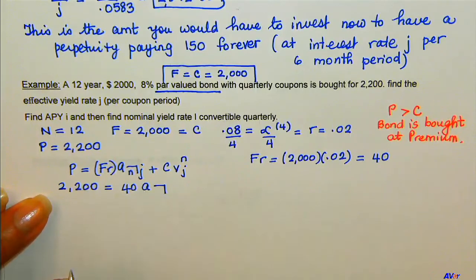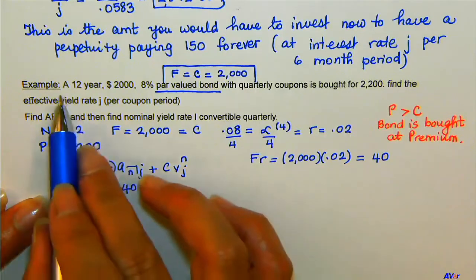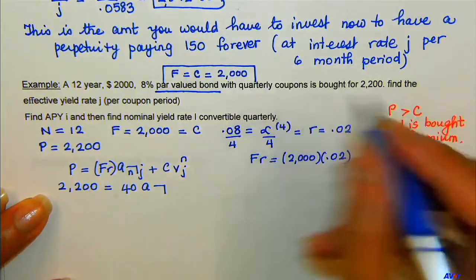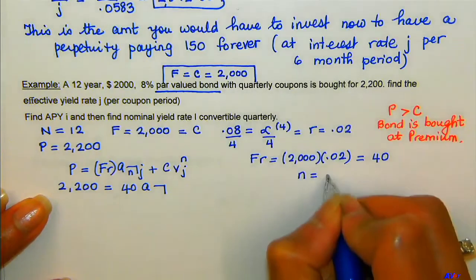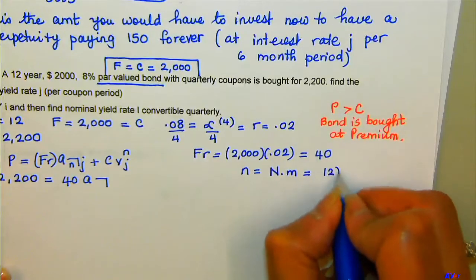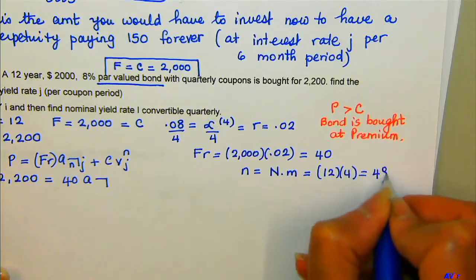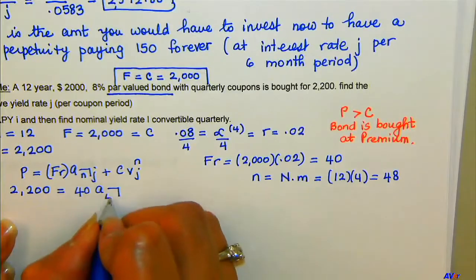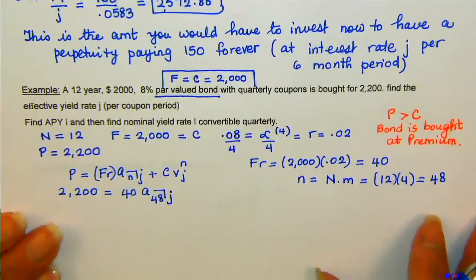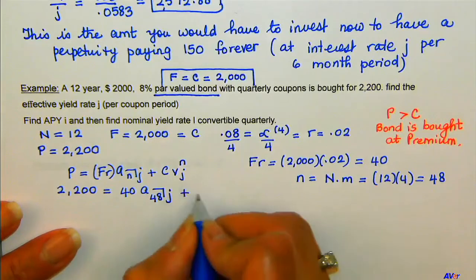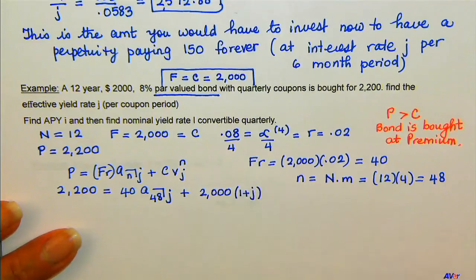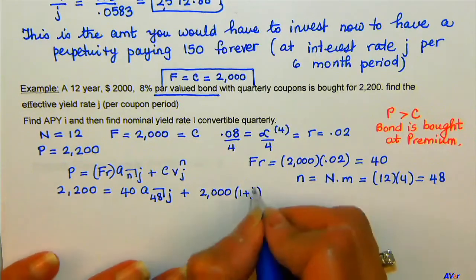A angle what? This goes on for 12 years, 4 times a year. Right. So let's write that somewhere. Little n is equal to n times m. That's the total number of coupons. So that's 12 times 4, which is 48. So 40 A angle 48 J. J is what I'm looking for. Plus C, $2,000, 1 plus J to the minus 48.